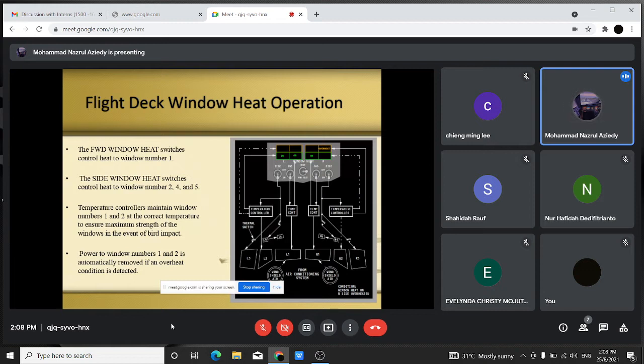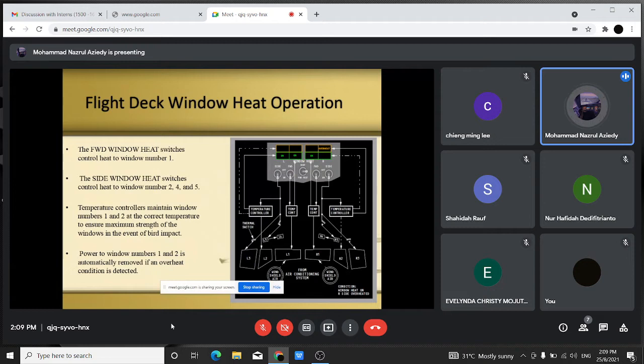So this is the flight deck window heat operational. The forward window heat switch just controls heat to window number 1. The side window heat switches control heat to window numbers 2, 4, and 5.